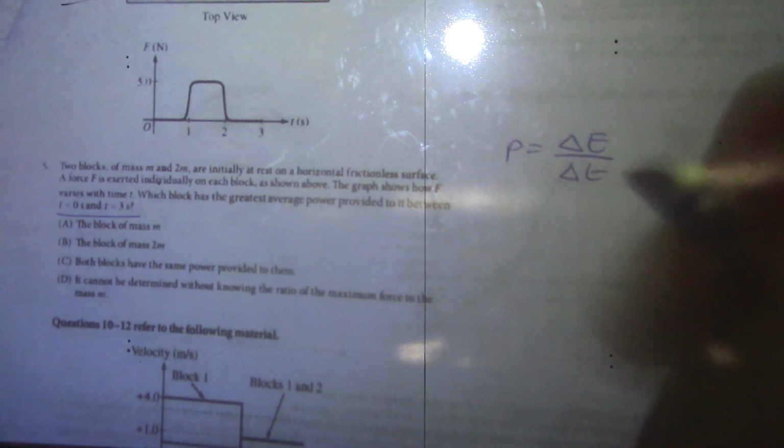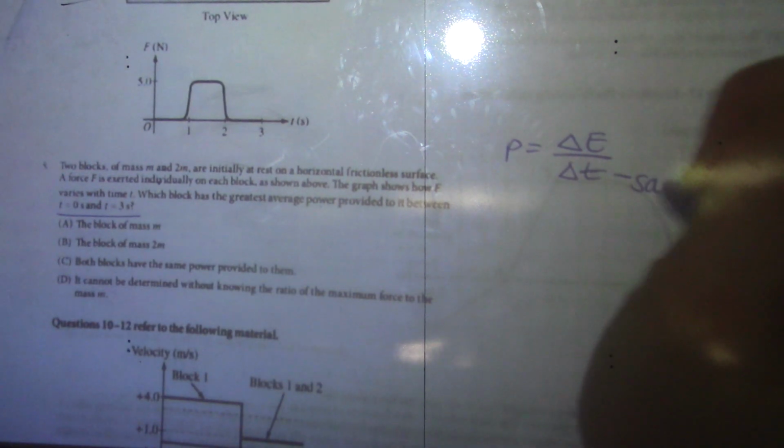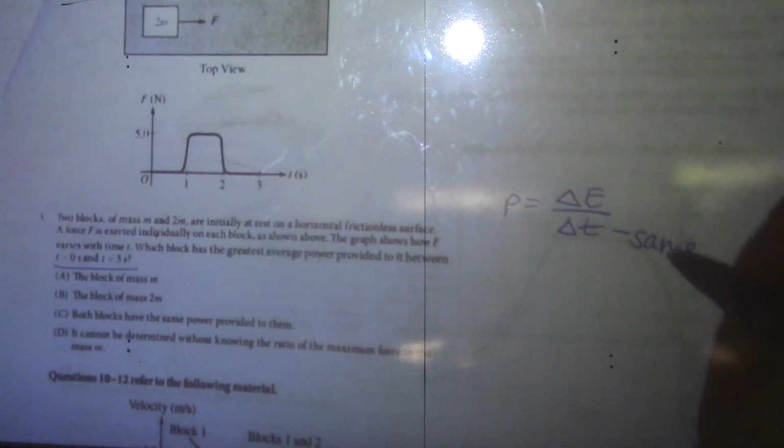All right, power. Power is change in energy over change in time. I'm looking from t equals 0 to t equals 3, so the change in time is the same for each. Now I just need to figure out who has the greater change in energy. Change in energy is just work, which is also Fd. I know that they both have the same force, so now I'm just deciding who has a greater distance.